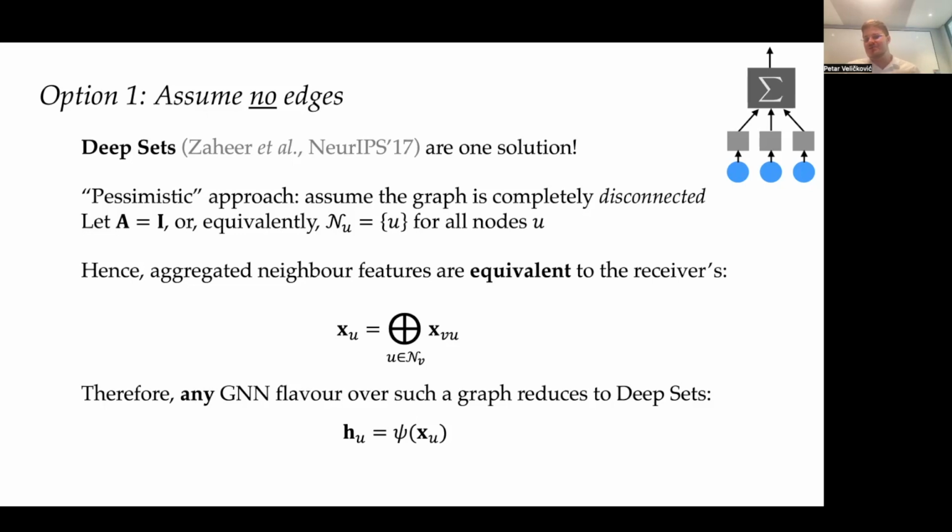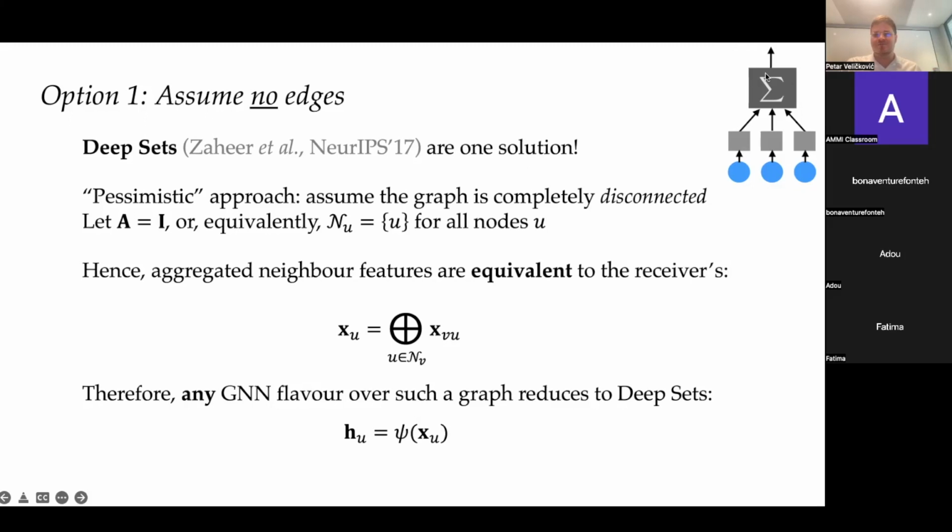And as a result, no matter what you choose to aggregate over the neighbors, you'll just end up with the features of that node itself. So you can easily convince yourself that any graph neural network flavor you run over such a graph will reduce to deep sets. So now we have our first interesting result. Deep sets are basically a special case of a graph neural network where the adjacency matrix is the identity, or we assume no edges. Okay, so we said that one option is to assume that there are no edges whatsoever between our nodes. Does anyone have any idea on what could be another possible option?